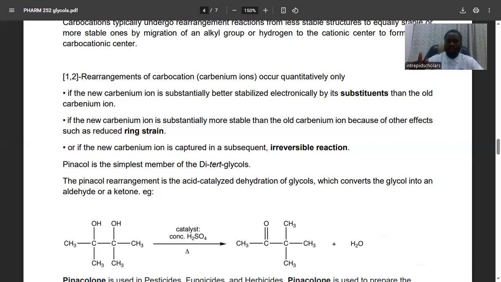But the other ones we have to also bear in mind. But this first point, when there can be a rearrangement such that the positive charge will fall on a carbon which can better be stabilized by a substituent, that is what we will do. So we'll take note of the first point.